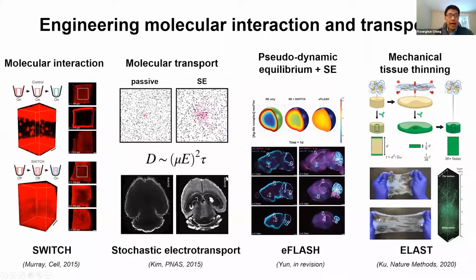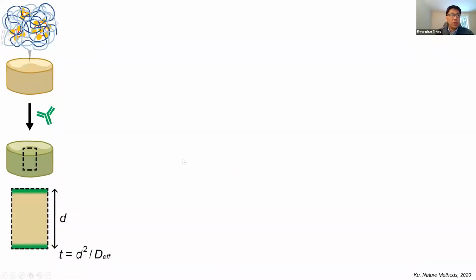And by combining this unique property of ELAST with other technologies that we developed to engineer molecular interaction and transport, we can significantly increase the scalability of our approach. For example, let's say we have 5 millimeter thick human brain tissue here. If you just try to stain this tissue with antibodies passively, you can only stain the surface because the antibody penetration is really slow. The dimensionless time scale can be described like this. So there is quadratic dependence between time and the length scale. So basically, if you increase the length 5 times, you increase the time required 25 times.